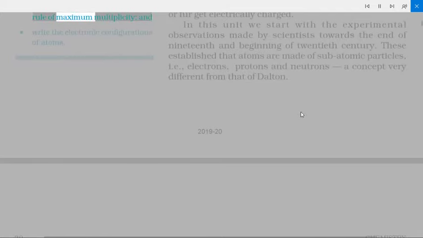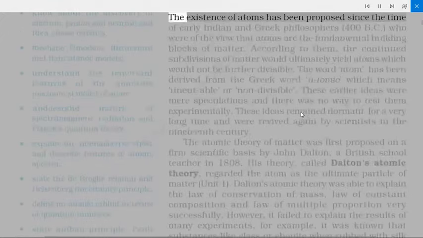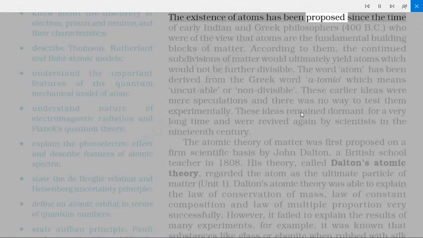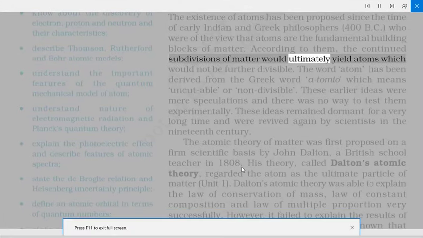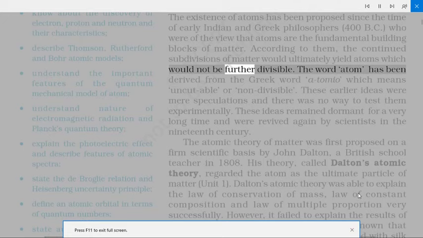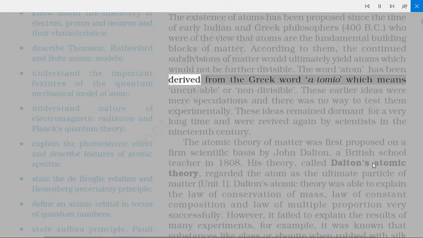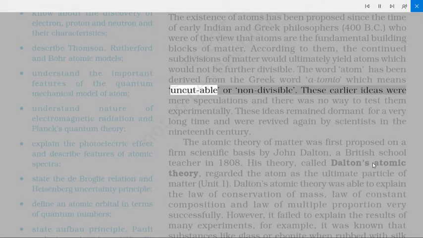and write the electronic configurations of atoms. The existence of atoms has been proposed since the time of early Indian and Greek philosophers. 400 BC would ultimately yield atoms which would not be further divisible. The word atom has been derived from the Greek word atomio, which means uncuttable or non-divisible.